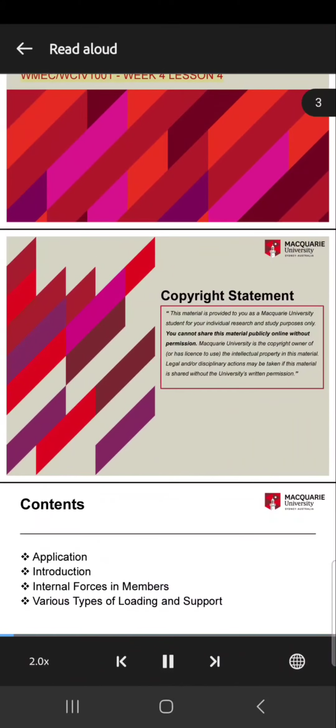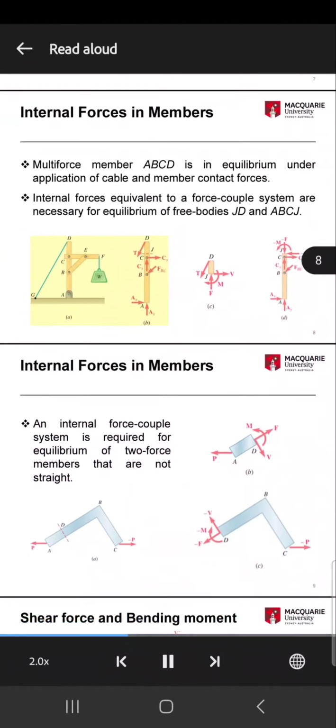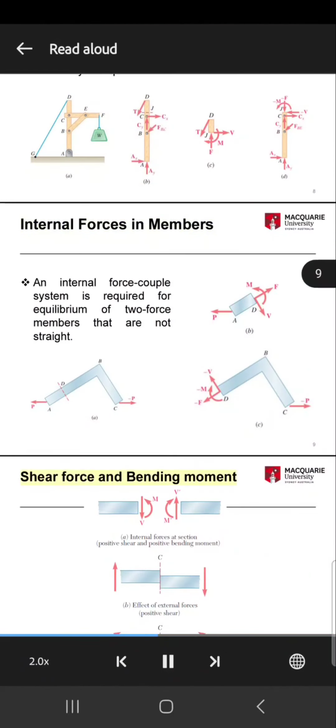Internal forces in members: shear forces and bending moments. Application: a crane made up of vertical member ABCD, horizontal member CF, and diagonal member BE. The crane is supported by a pin at A and a roller at D.